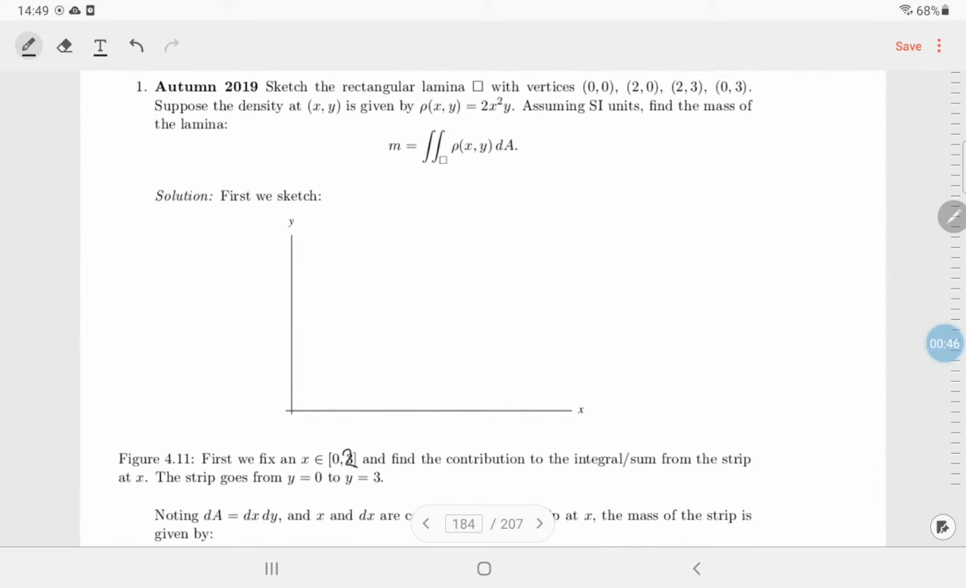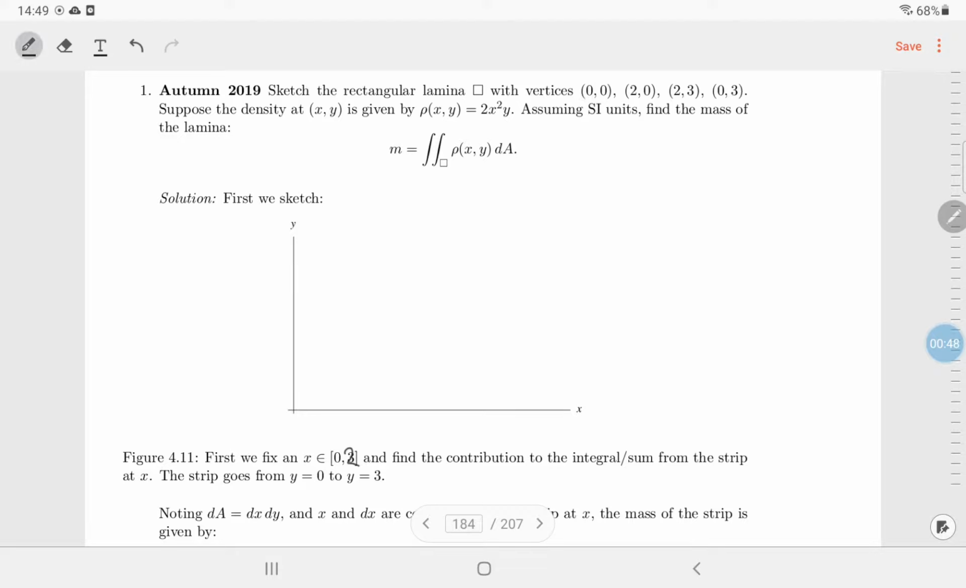Because let's look at the 4 points. We've got 0, 0. We've got 2 along the x, 0 along the y, 2 along the x, 3 along the y, which I haven't done to scale, 0 along the x, 3 along the y. So this is our rectangular lamina. So it's a two-dimensional shape, not just the outsides.